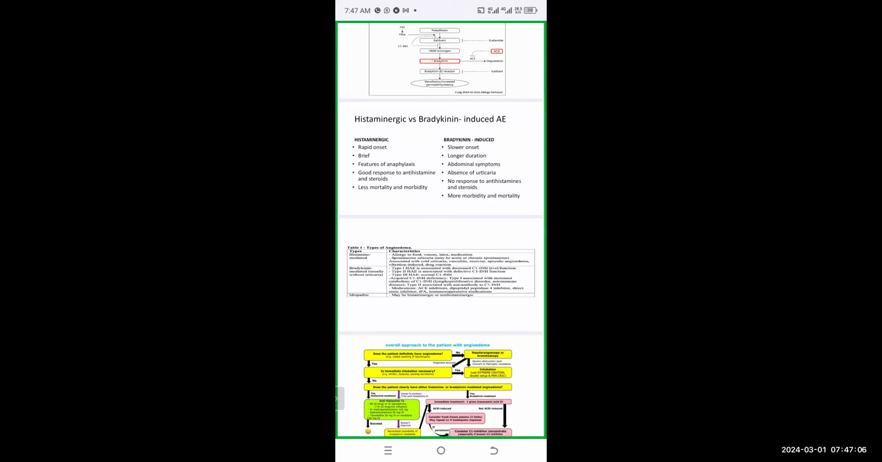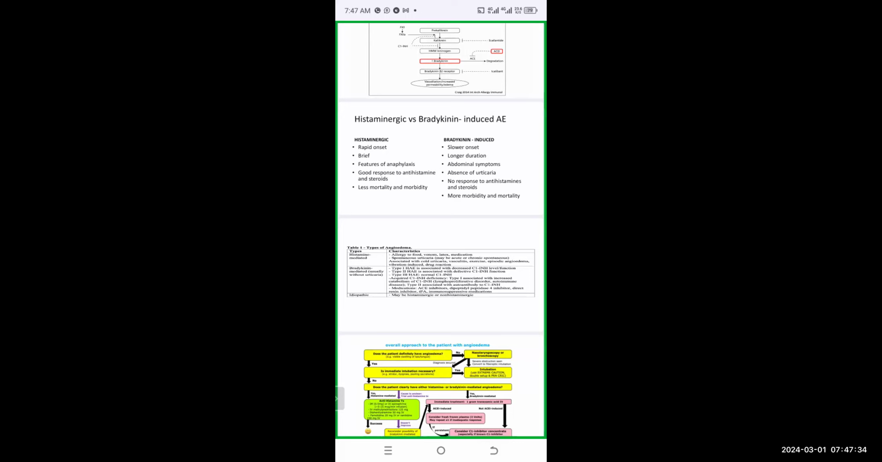Then for histaminergic, many times the reaction is brief, while for bradykinin-induced, it is longer. They have features of anaphylaxis in histaminergic. The patient is wheezing, has wheals, has hives, and can be hypotensive. But many times for bradykinin-induced, they usually don't have urticaria, they don't have hives. They just come with the angioedema and they might complain of abdominal symptoms, which is not so common in histaminergic angioedema.